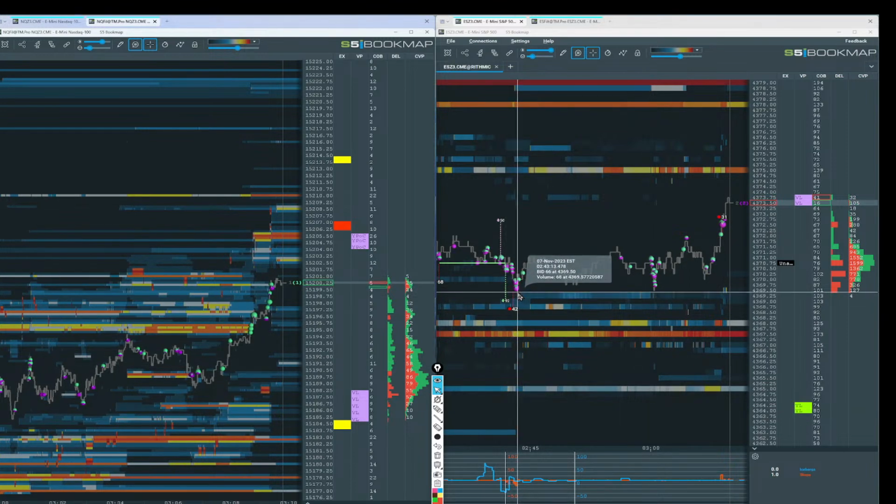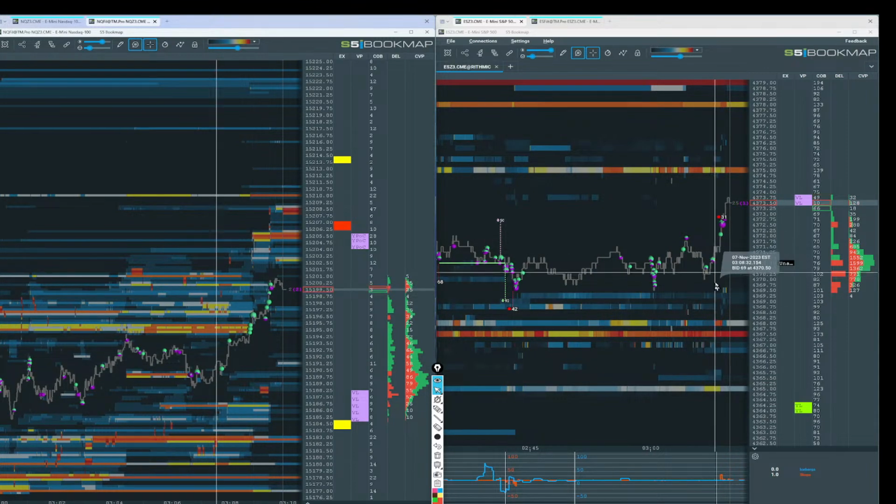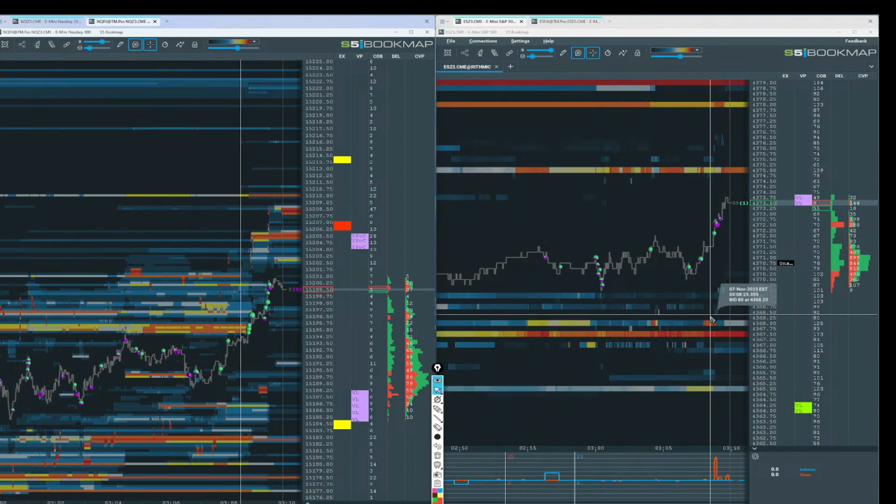So we look at the microstructure on ES. You can see that all the micro swing lows are higher as well.